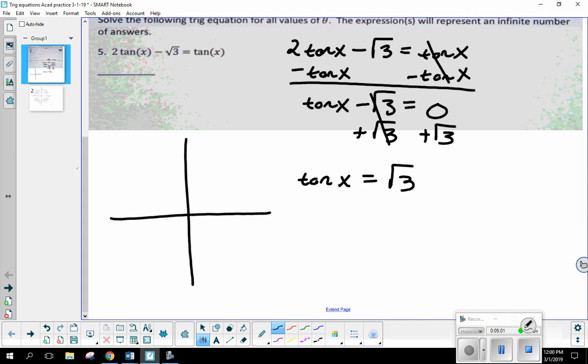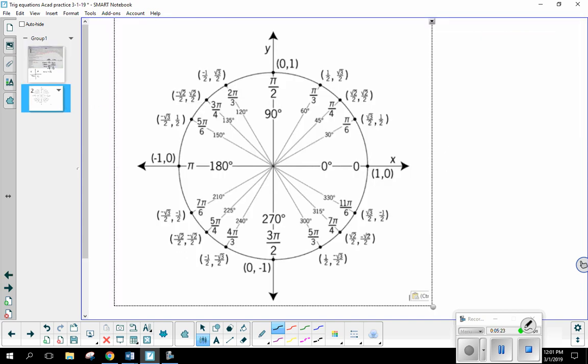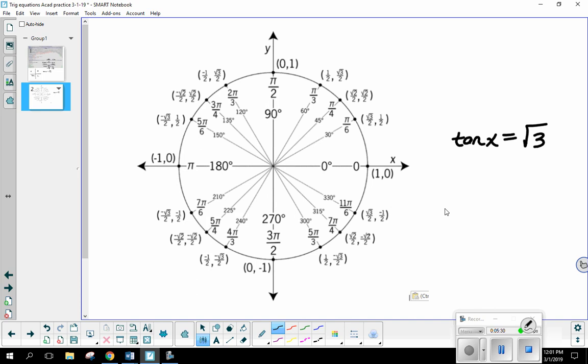Okay, one, definitely the first one, and the third. Remember, the phrase goes, all students take calculus, right? So here, that T stands for tangent. So on my unit circle, I want to be looking specifically in quadrants 1 and 3. Is everybody okay with that? Okay, so I'm going to look at a unit circle. Got one right here. Now we have tangent of x is equal to the square root of 3. Now remember, what is tangent's ratio?